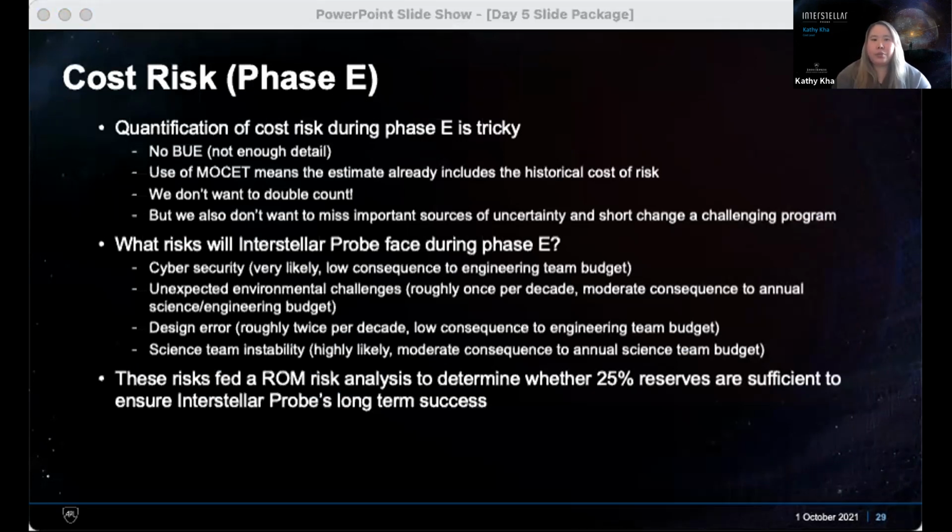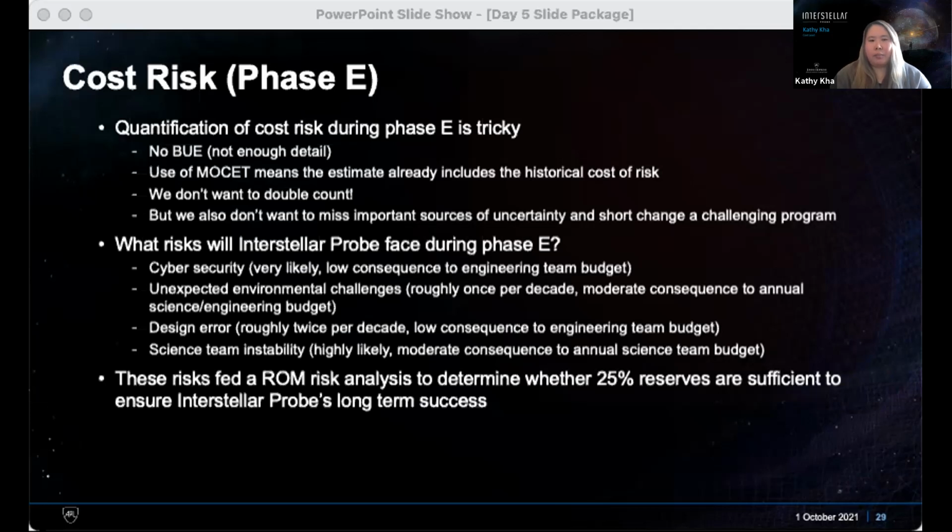So before I go into the phase E S-curve, we have a short discussion on how we handled phase E cost risk. It's different than anything we normally do. First off, we don't normally run cost risk on phase E, since for the most part it's a low cost risk element. A lot of phase E, you don't have any development going on anymore, and development is usually where your risk is.